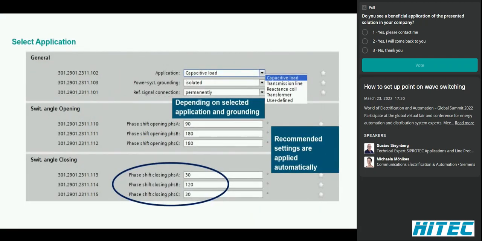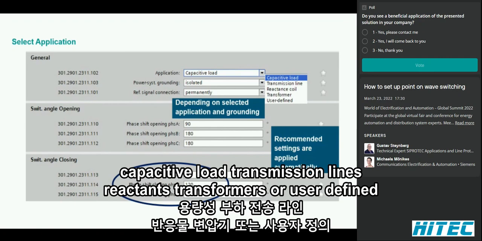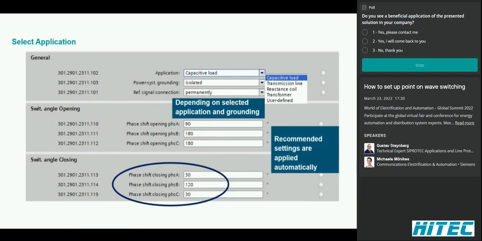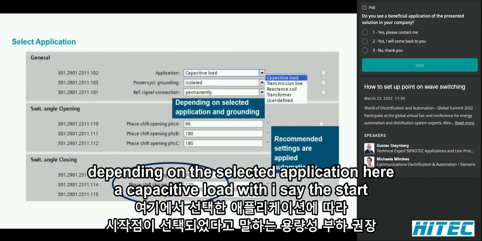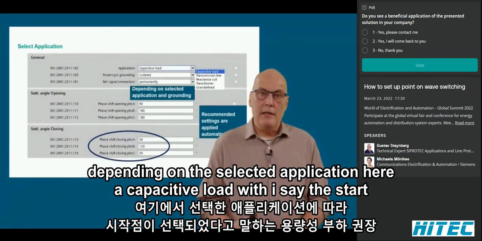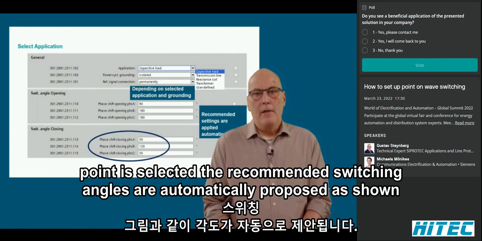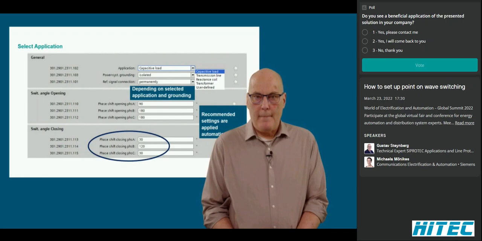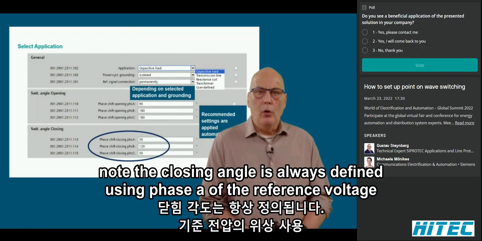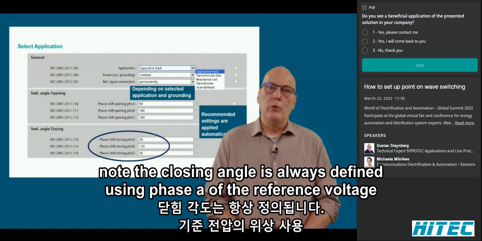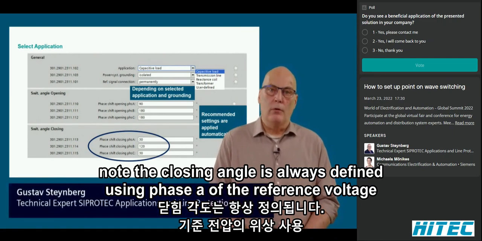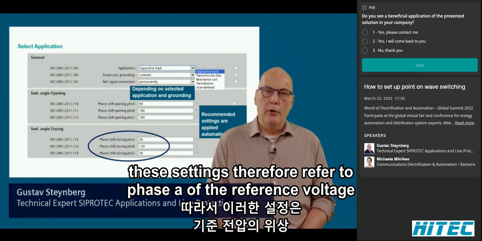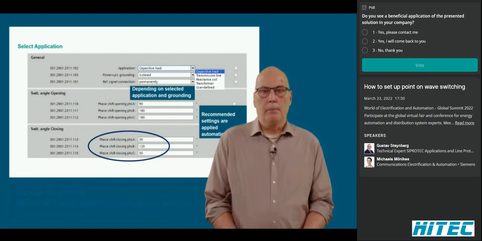Selecting the application: capacitive load, transmission lines, reactance, transformers, or user-defined. Depending on the selected application, here a capacitive load with isolated star point is selected. The recommended switching angles are automatically proposed as shown. Note, the closing angle is always defined using phase A of the reference voltage. These settings therefore refer to phase A of the reference voltage.